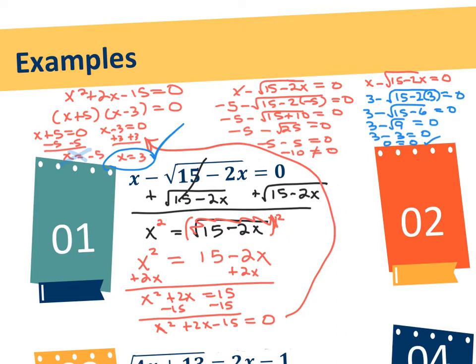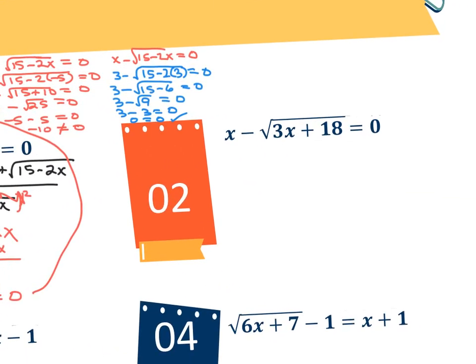Let's try number 2. The process is going to be the same. So again, step number 1, isolate the radical. So I'm going to go ahead and add 3x plus 18, that square root, to the other side.